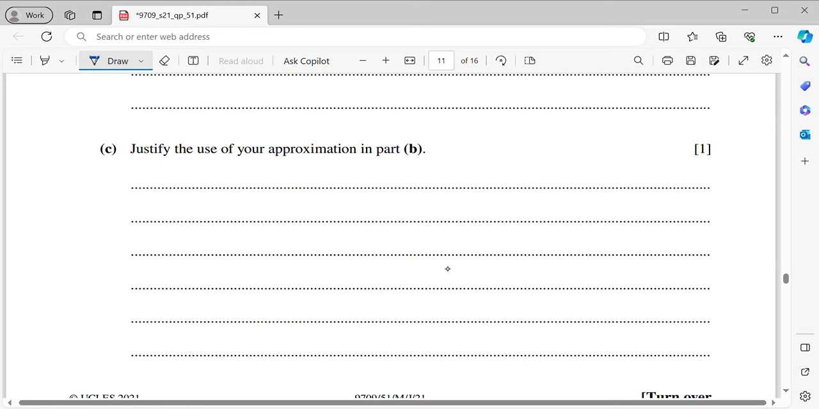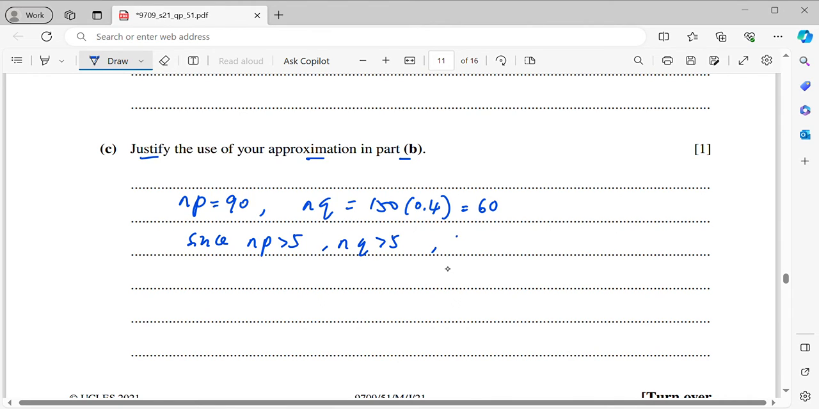Now, part C, justify the use of your approximation in part B. So you can just write np is 90, nq is 150 times 0.4, which is 60. So since np greater than 5 and nq greater than 5, hence normal approximation to binomial. Okay, so that's the justification.